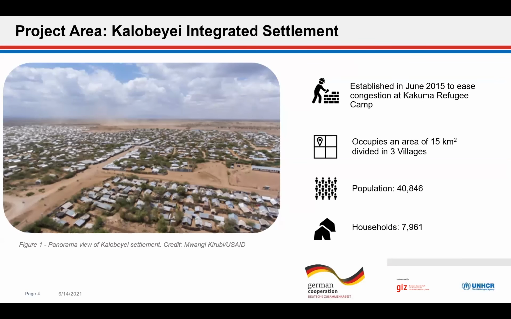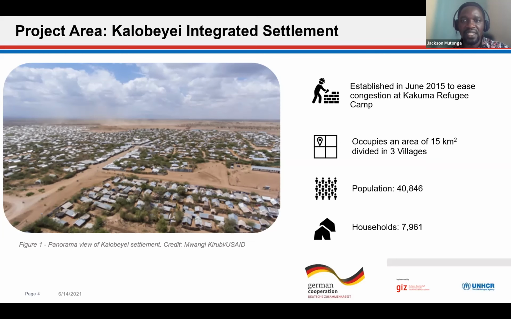So we are looking at Kalobeye settlement. Today we look at 2 areas where we have previously implemented operating projects already. I'll share our experiences, which the ESDS project is building on. So we are looking at Kalobeye settlement, which is around 15 kilometers from the Kakuma refugee camp.